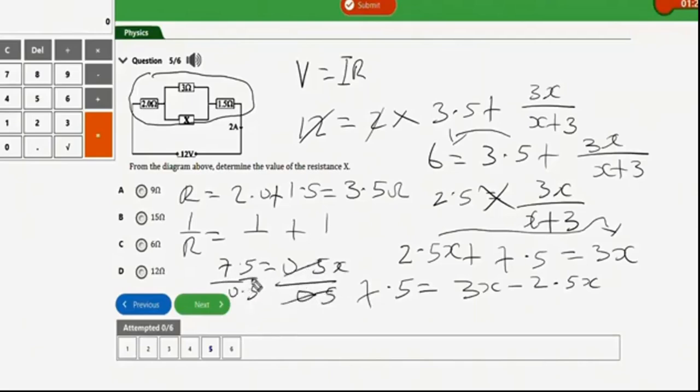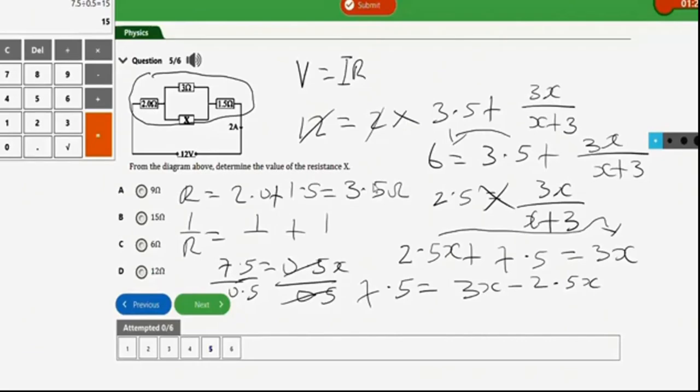Okay, so to make x the subject of the formula, divide both sides by 0.5. This will cancel itself. So let's punch this in the calculator and see what it's going to give us. So we have 7.5 divided by 0.5. We have the output as 15. So the correct option in this question is option B, 15 ohms. That will be the value of x. Alright, the value of the resistance x, as simple as this. So guys, this is basically how you can do problems involving resistance for your physics.